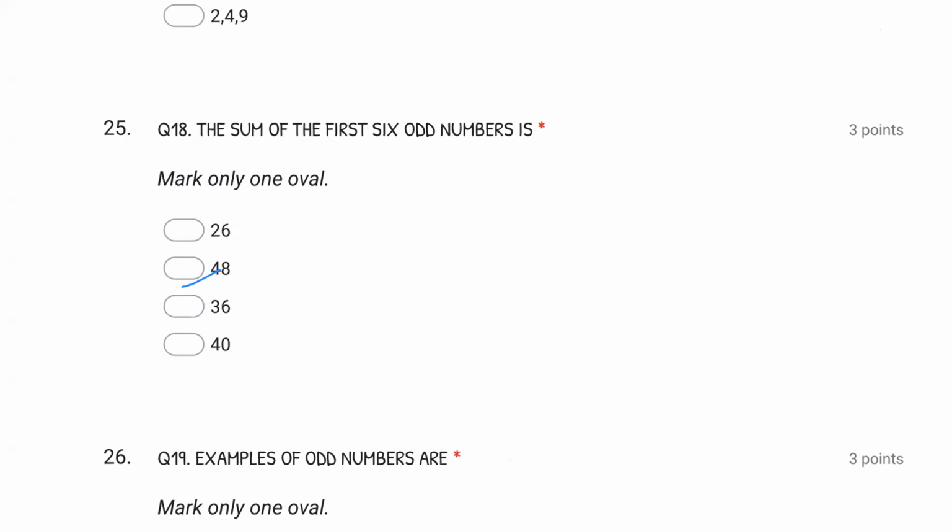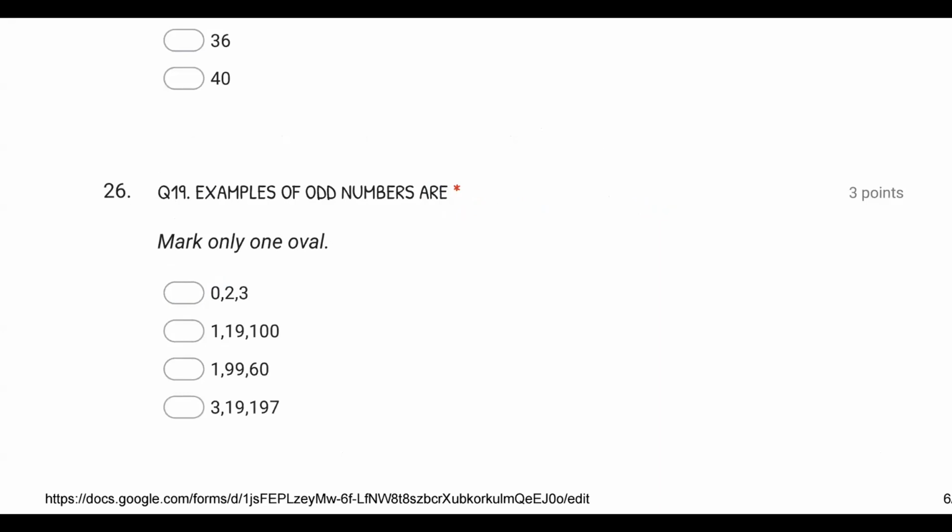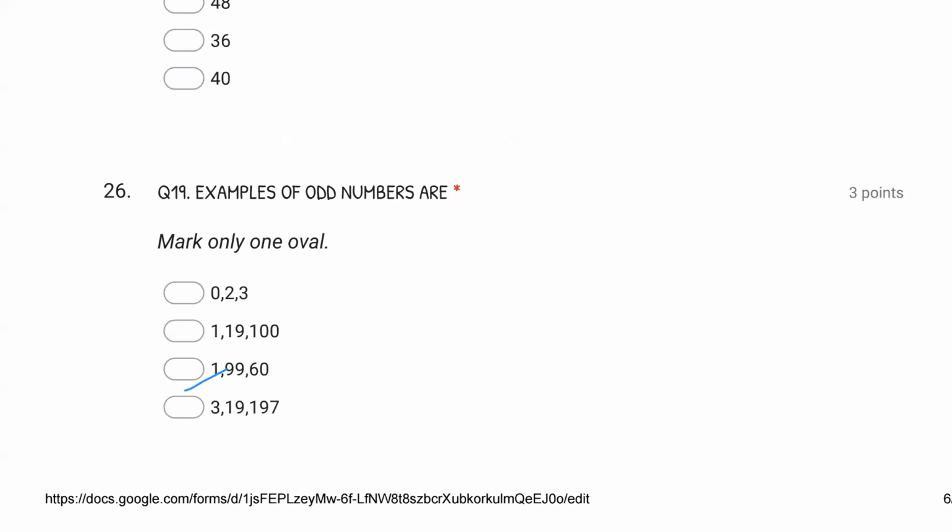Here in the options, you have to find the sum of the first 6 odd numbers. You know odd numbers. 1 plus 3 plus 5 plus 7 plus 9 plus 11. 1 plus 3, 4, 4 plus 5, 9, 9 plus 7, 16, 16 plus 9, 25, 25 plus 11, 36. Next, examples of odd numbers. Here you have to find the group of odd numbers. If you observe, 3, 99, 97 are the group of odd numbers.